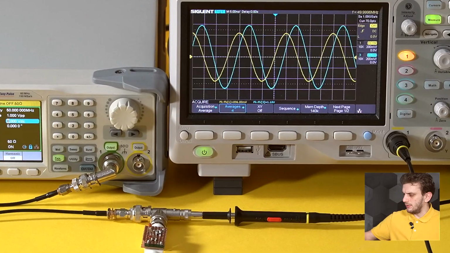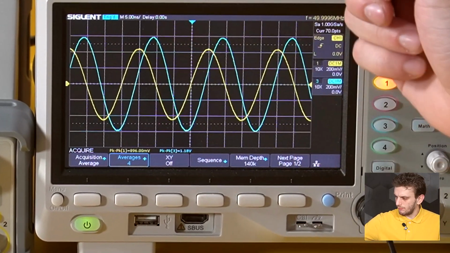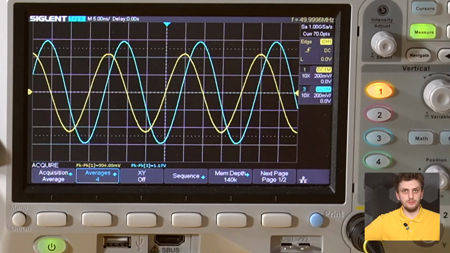And if we now look at the measurement, on the input we have 890, 900 millivolts, so substantially lower than the 1 volt that we should be getting. And on the output we have 1.17, 1.18 volts peak to peak. So it's close to what we should be getting, but we still have a problem on the input side.